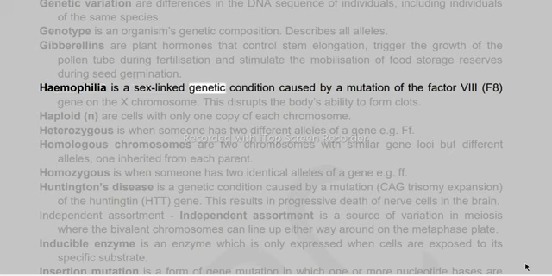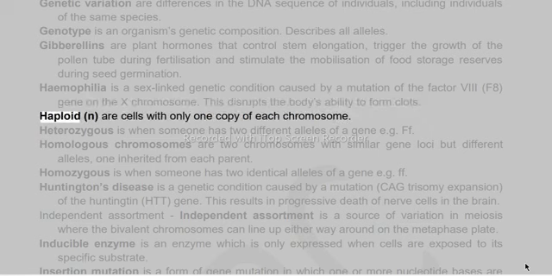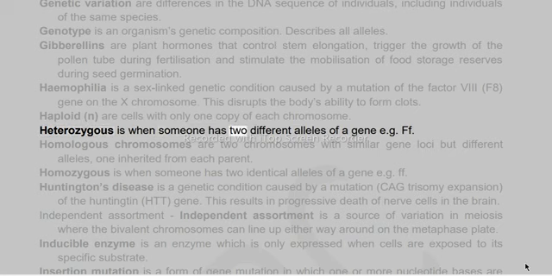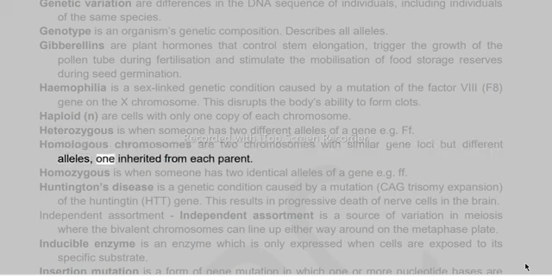Hemophilia is a sex-linked genetic condition caused by a mutation of the factor VIII, F8, gene on the X chromosome. This disrupts the body's ability to form clots. Haploid, n, describes cells with only one copy of each chromosome. Heterozygous is when someone has two different alleles of a gene, e.g. Ff. Homologous chromosomes are two chromosomes with similar gene loci but different alleles, one inherited from each parent.